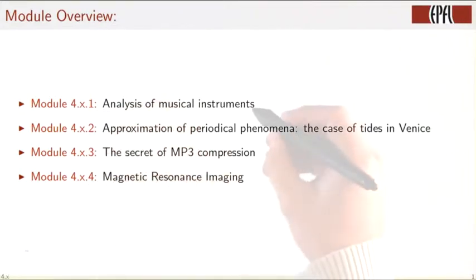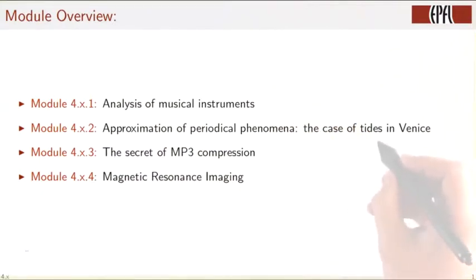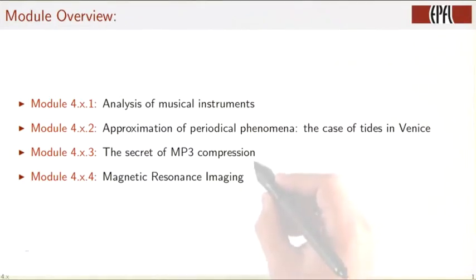The first one is looking at musical instruments and understanding their spectra. The second one is to look at a very classic periodical phenomenon, namely the tides, and in a specific case, namely in Venice. Then we'll explain how MP3 compression works from a perceptual point of view. And last, we are going to look at a medical imaging application which is called magnetic resonance imaging.